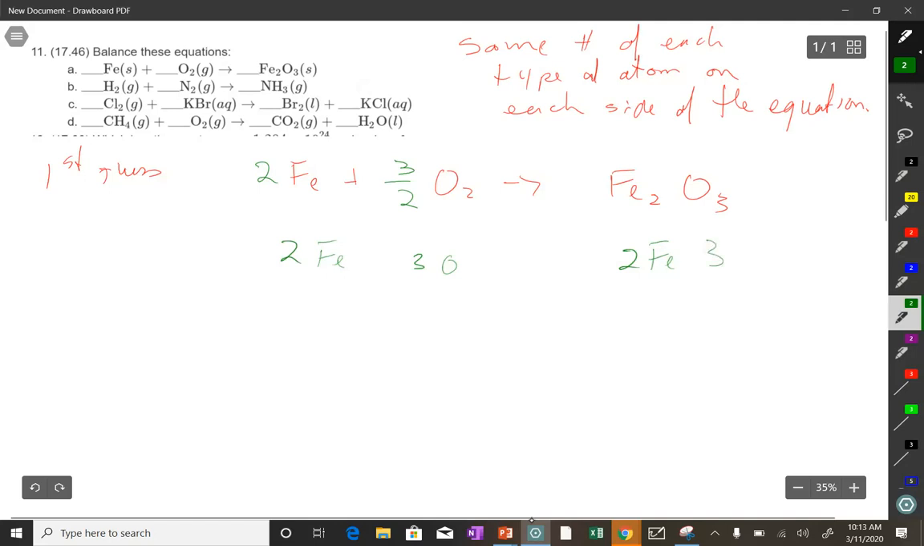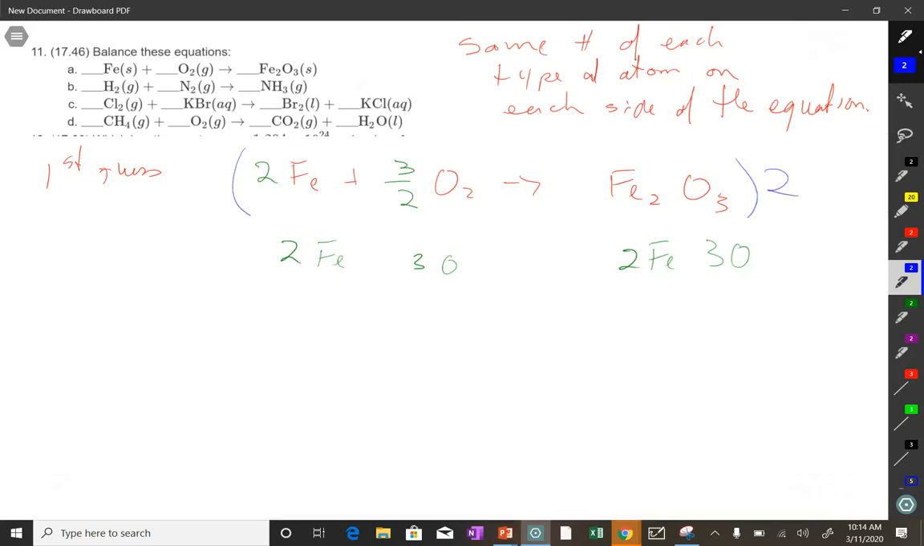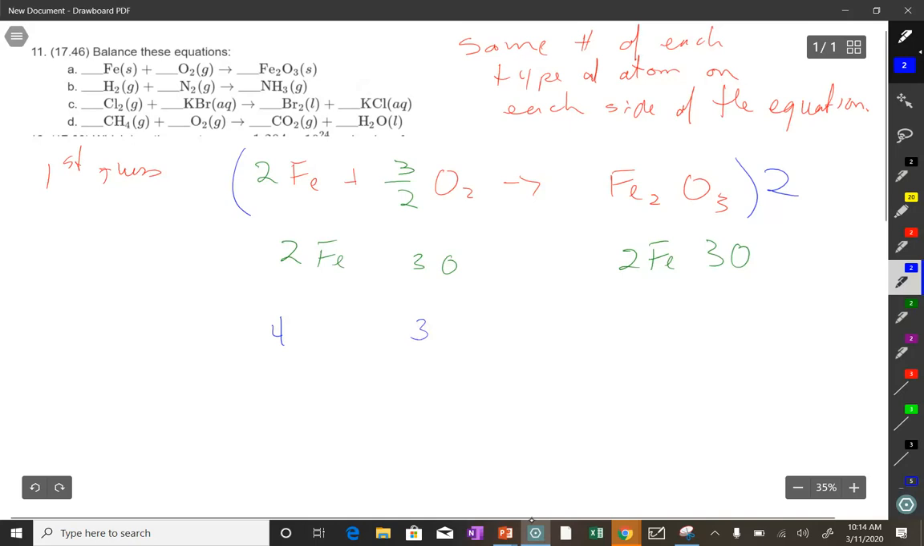Do we have to do fractions though? I'm not done yet. This is the method for solving it. So then it would be balanced, but the problem is we have a fraction. And we can't have a fraction, so the last step is I have to multiply everything by 2 to get rid of that fraction. And so 2 times 2 is 4. 2 times 3 halves is 3. And of course, 2 times 1 is 2.